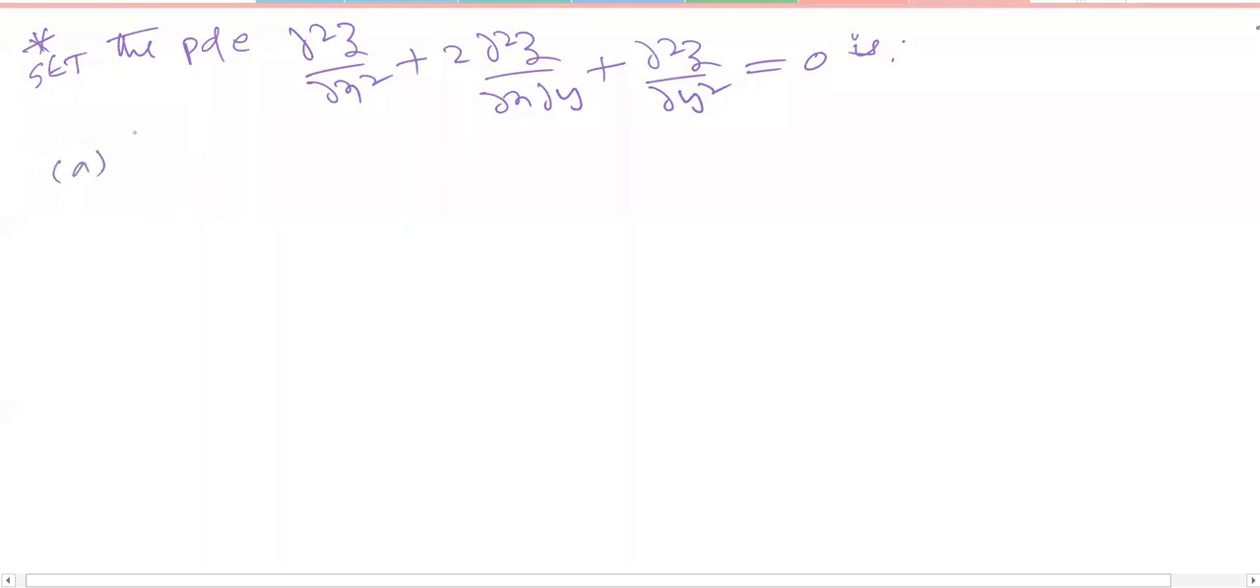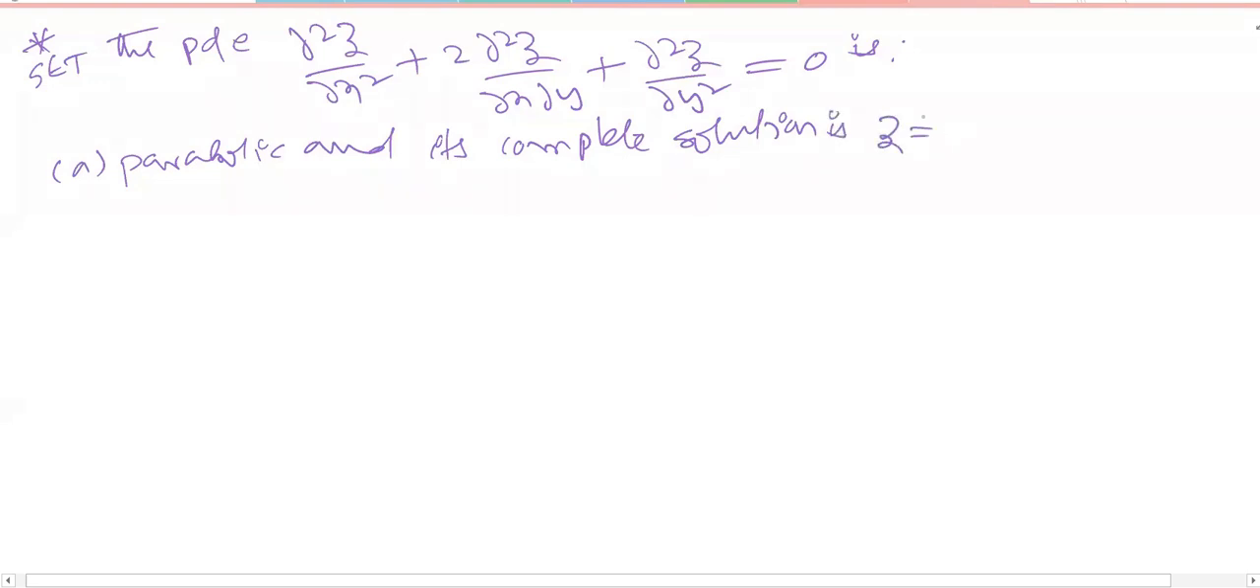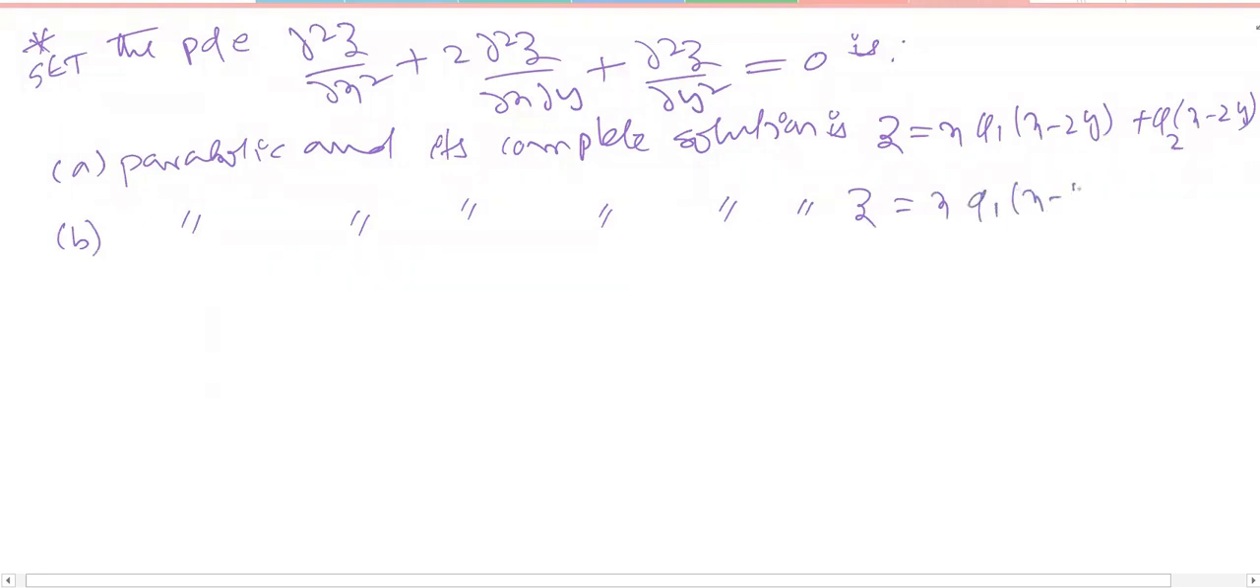First option A, parabolic and its complete solution is z equal to x into phi 1 of x minus 2y plus phi 2 of x minus 2y. Option A. And option B, parabolic and its complete solution is the same power. Here z equal to x into phi 1 of x minus y plus phi 2 of x minus y.